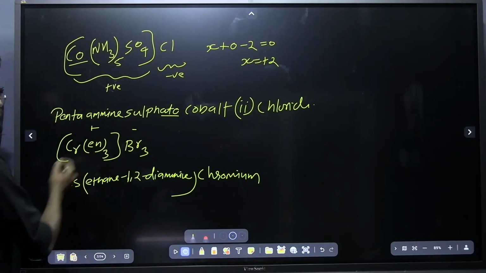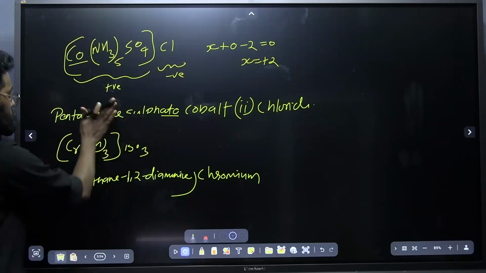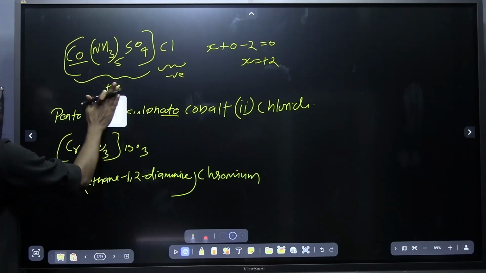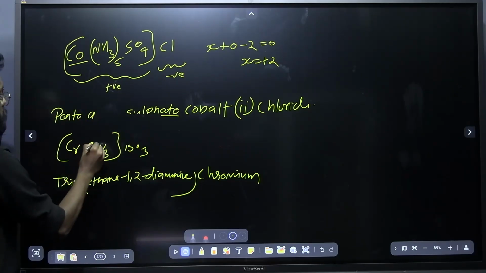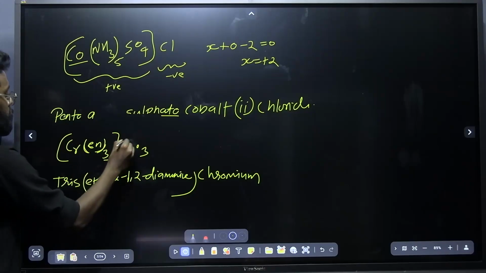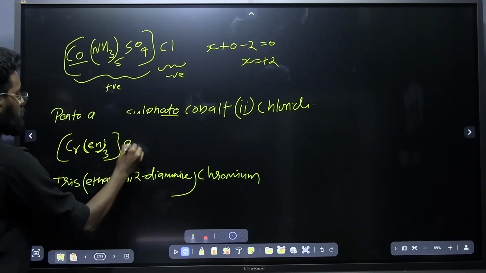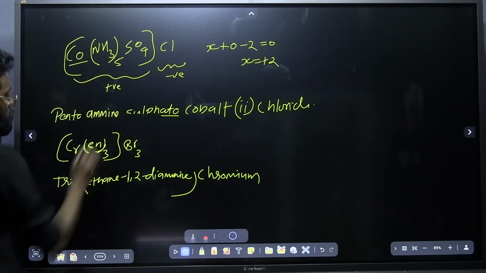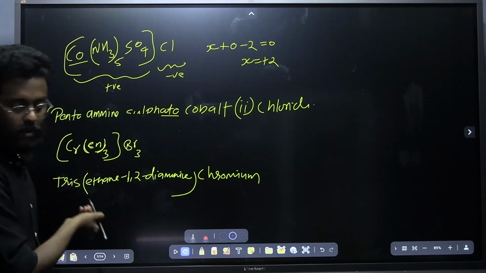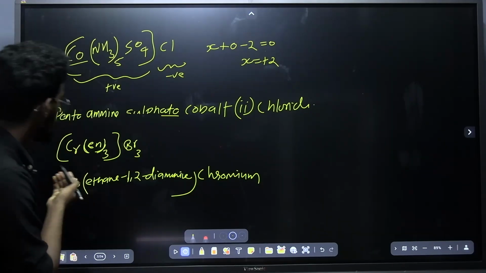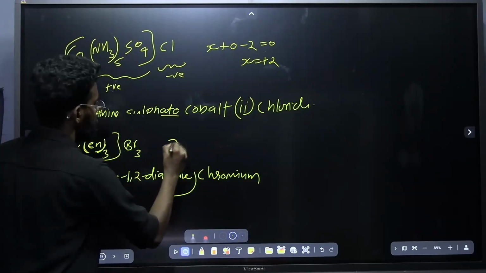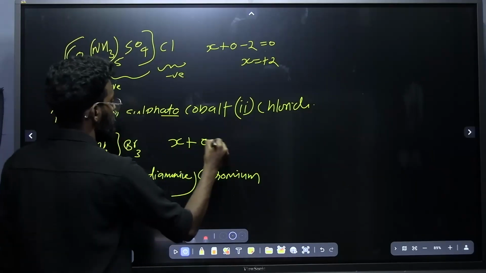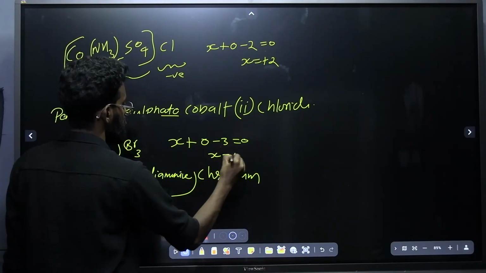chromium. What is the oxidation state of this compound? Ethylene diamine, what is the charge of this ligand? Is it a charged one or a neutral one? X plus 0. Ethylene diamine is a neutral ligand. X plus 0, then bromine is there. 3 bromine is there, minus 3 is equal to 0. So X is equal to plus 3.